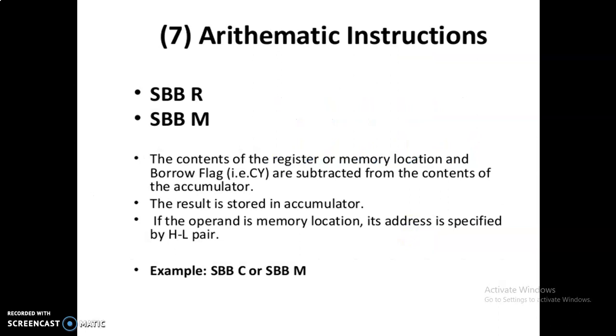So here these two are examples of some subtraction instructions: SBB R and SBB M. R means register, M means memory. Here the content of the register or memory location and the borrow flag are subtracted from the content of the accumulator. Here also the accumulator plays a major role. The accumulator is inbuilt in the instruction, so the result is stored in the accumulator.